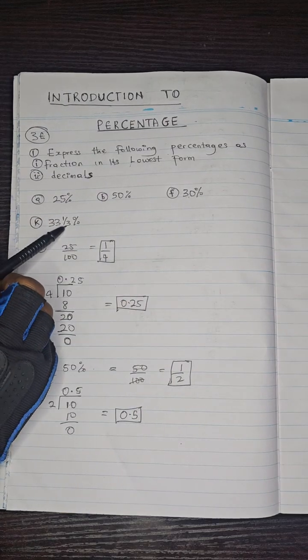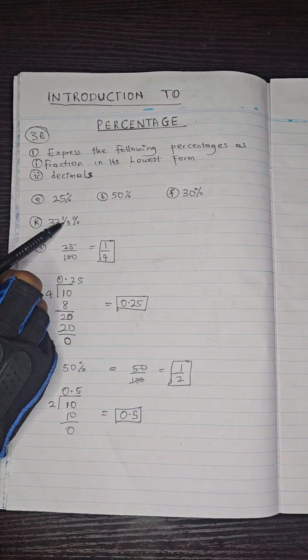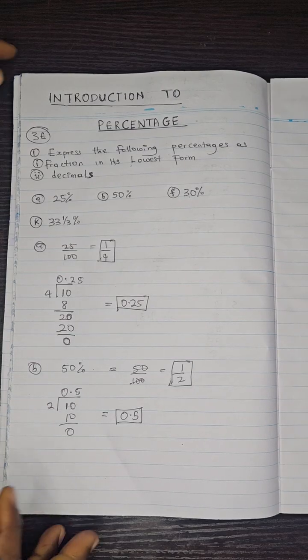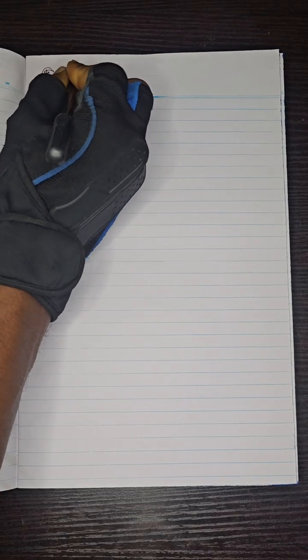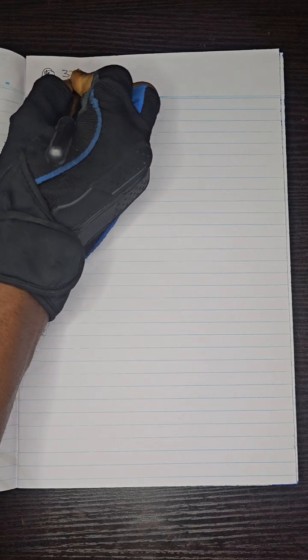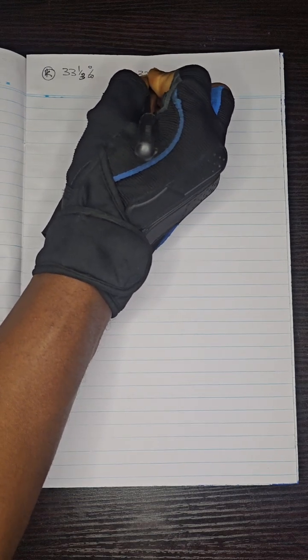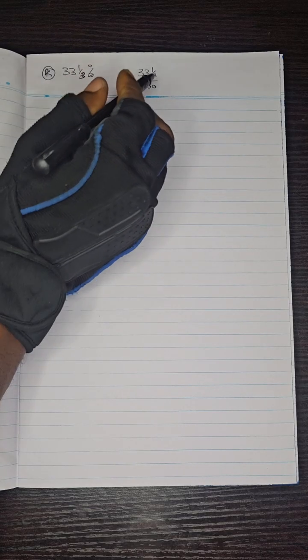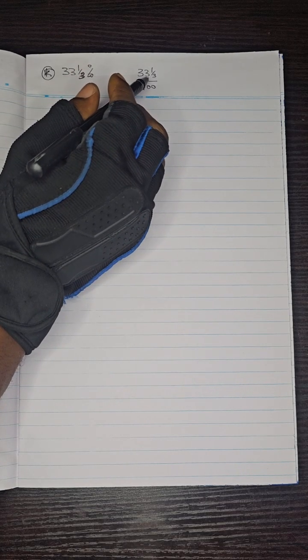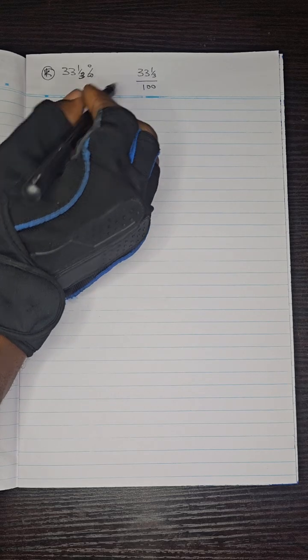So let me go for this one that might look nice. This is 33 and 1 over 3%. So let's solve it in the next slide. Okay, 33 and 1 over 3%. And we all know that when you have percentage, you just simply divide by 100. So this is supposed to be 33 and 1 over 3 all over 100, right? But then we have a mixed fraction here. So it is advisable to first change it to improper fraction before you start solving.